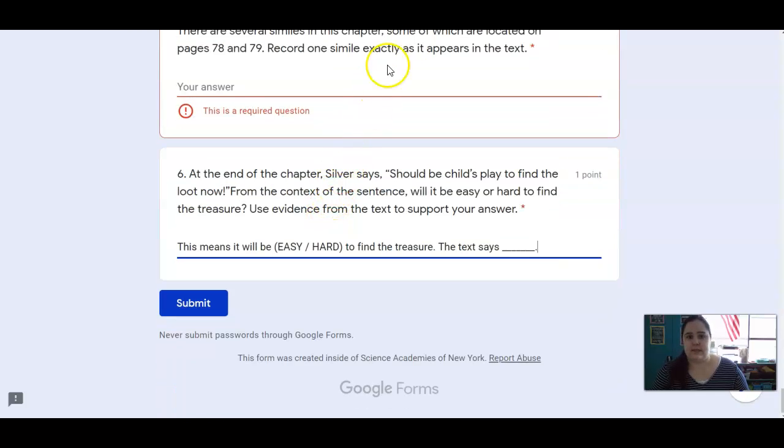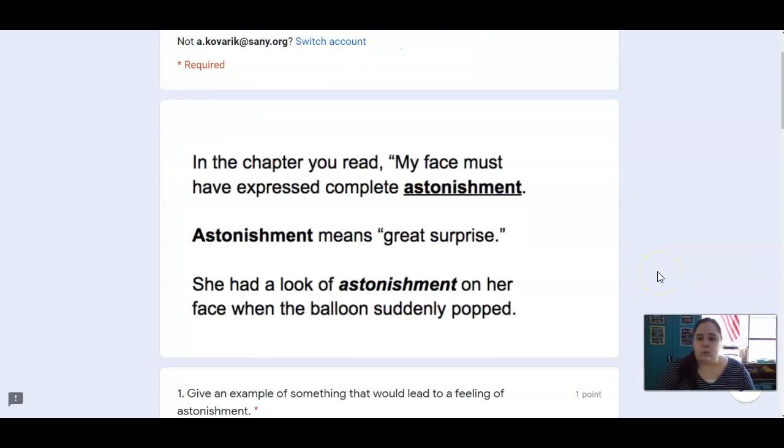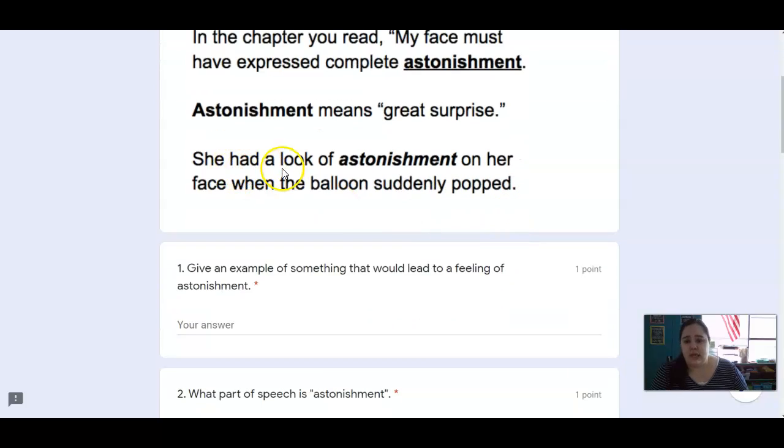Let's head over to skills. We're going to start with a little word work. We're looking at the word astonishment. So in the chapter you read, "my face must have expressed complete astonishment." Astonishment means great surprise. And here's one more sentence. She had a look of astonishment on her face when the balloon suddenly popped.